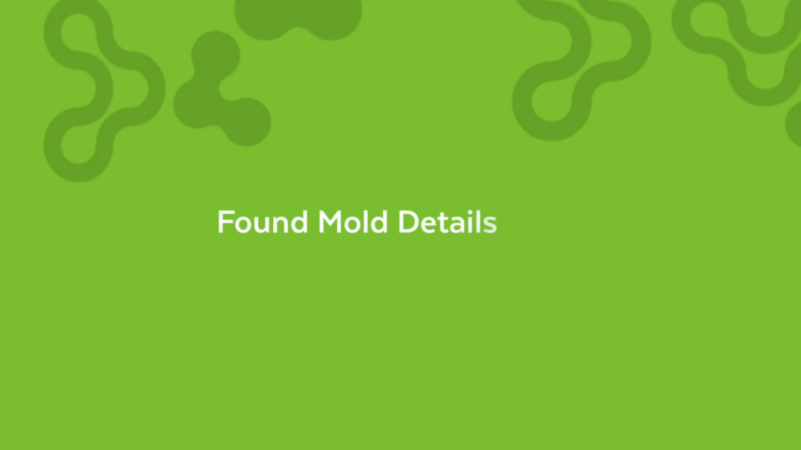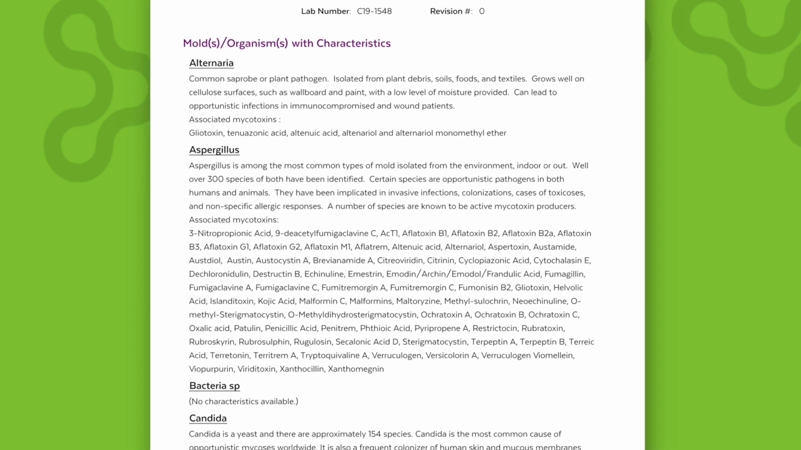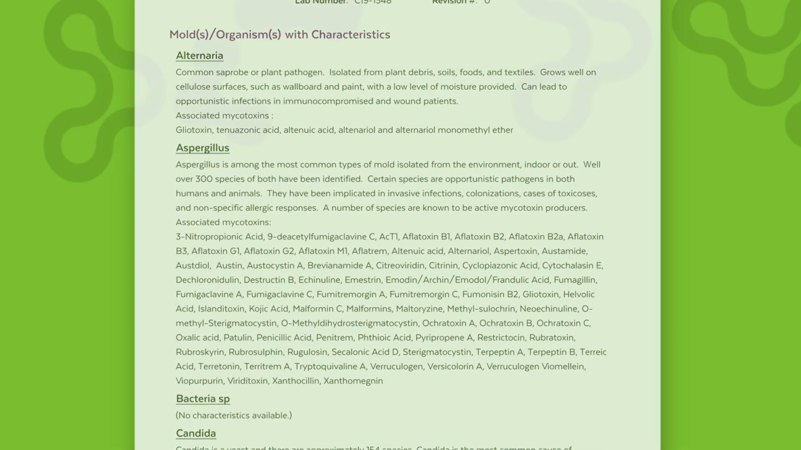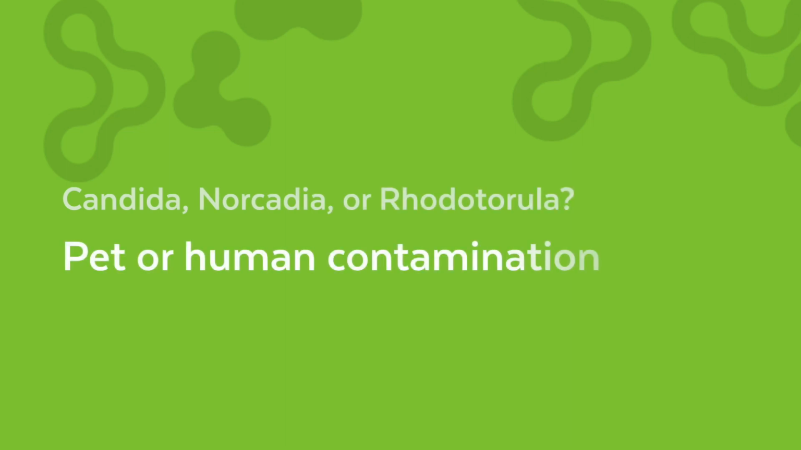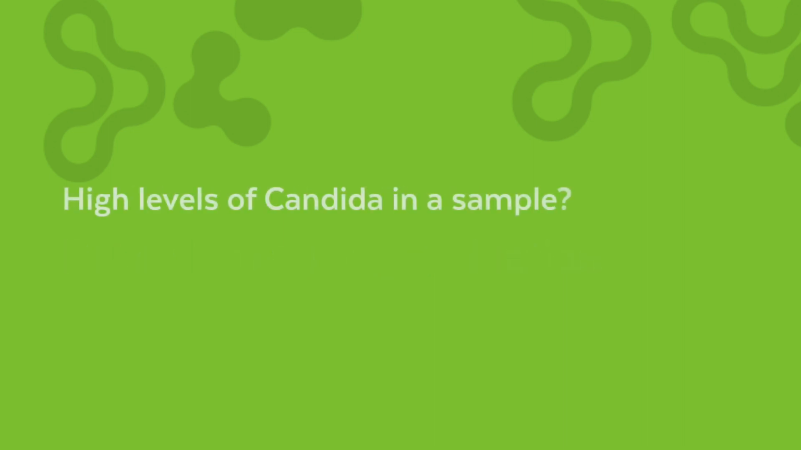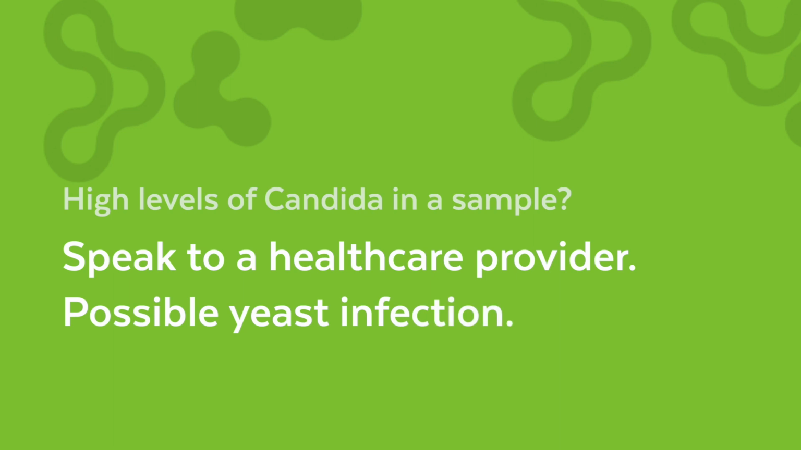The final pages of your report list the mold that was present, with a description of that mold and where they're commonly found. For example, if Candida, Nocardia, or Rhodotorula is found, those are usually indicative of pet or human contamination. If Candida in high levels are found in any of your samples, you may want to talk to your healthcare provider, as it might be an undiagnosed yeast infection.